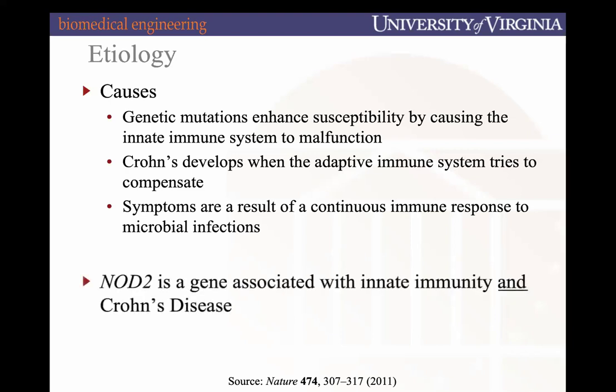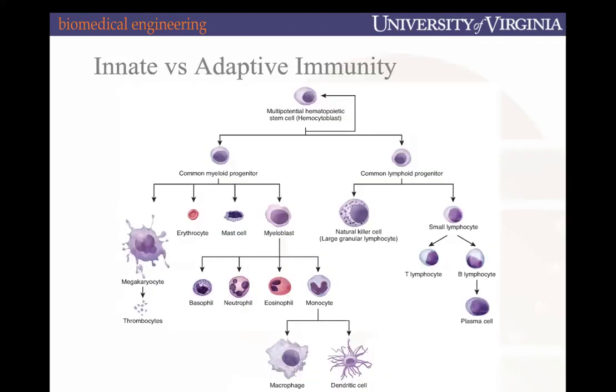Okay, let's go ahead and dive in. What we're going to be doing today is looking at one specific gene that's associated with both innate immunity and Crohn's disease. It's called NOD2. We'll put a pin there and come back to it. For now, we're going to jump into innate immunity.